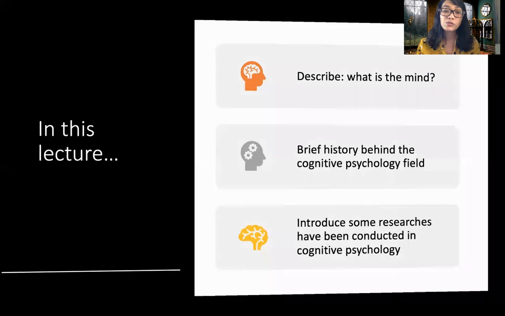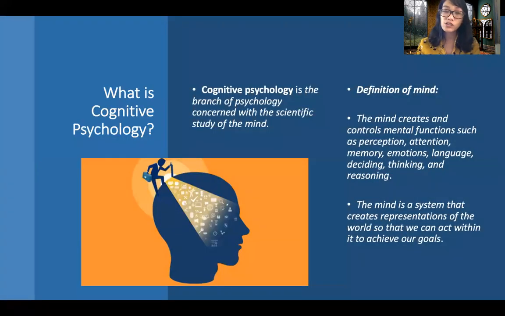As we discussed before, cognitive psychology is a branch of psychology which studies the mind. The mind itself is a system that creates representations of the world, so we can act within it and achieve our goals. This definition reflects the mind's importance for our functioning as well as survival, and also provides the beginnings of a description of how the mind achieves these ends.